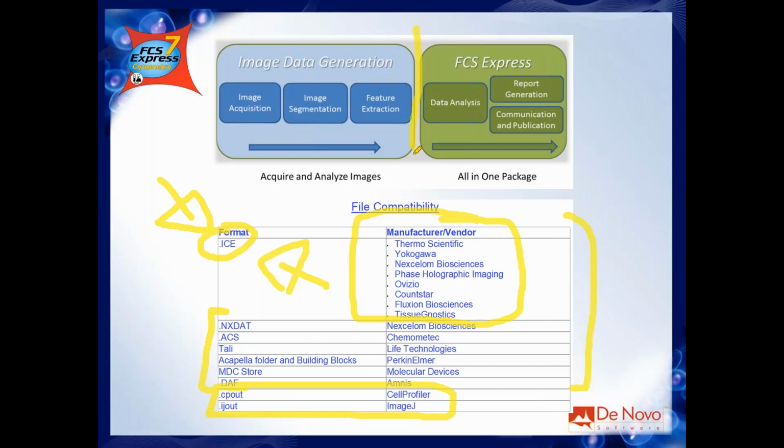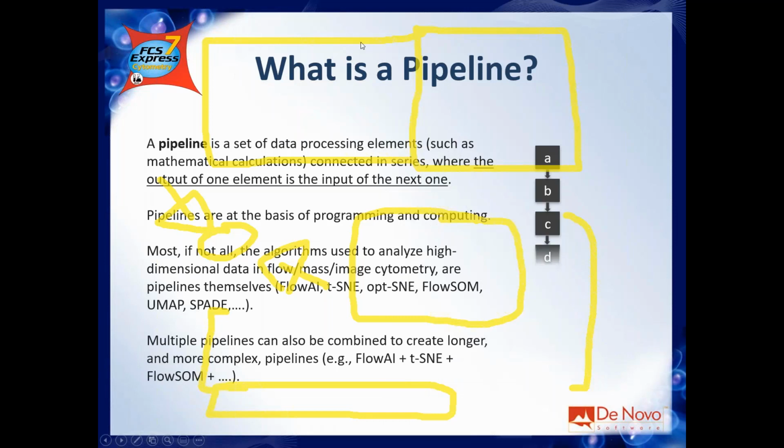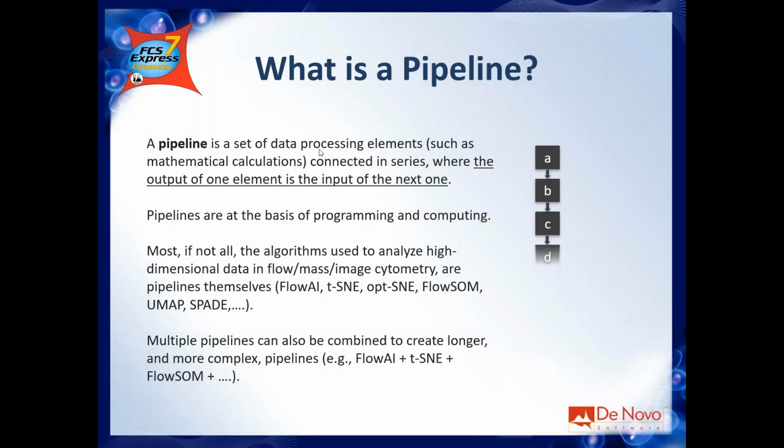So again, the idea is that you do the segmentation either in the acquisition software or in external software like CellProfiler or ImageJ. And once you have single cell data, you can go to FCS Express, and you will have access to all the numerical values, so the features, and also to the single cell picture in FCS Express. So that's super powerful. Now, today, again, we will speak about pipelines. So we need to introduce what a pipeline is, of course.